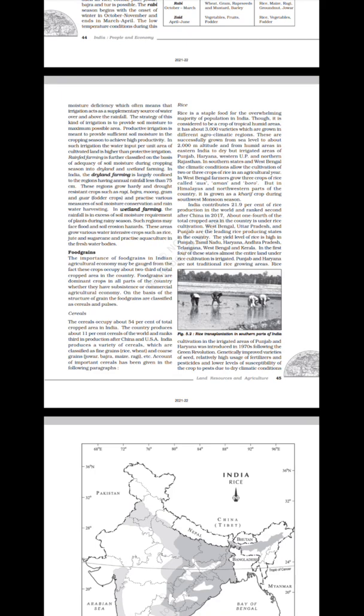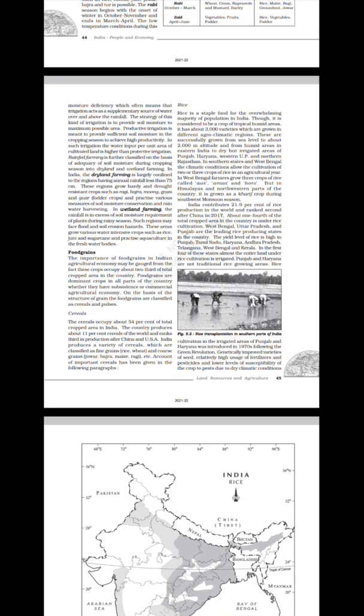In southern states and West Bengal, the climatic conditions allow the cultivation of 2 or 3 crops of rice in an agriculture year. In West Bengal, farmers grow 3 crops of rice called Aus, Aman and Boro. But in the Himalayas and northwestern parts of the country, it is grown as a kharif crop during the southwest monsoon season.